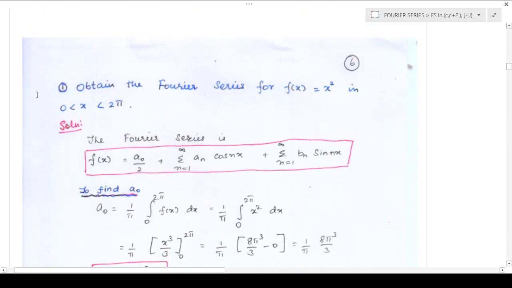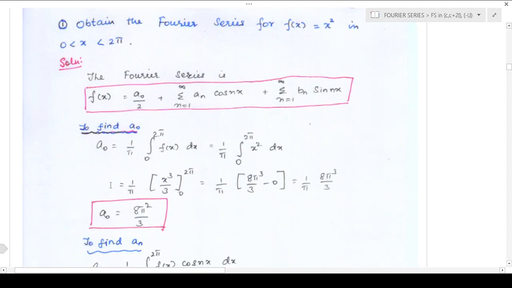Now, first problem. Obtain the Fourier series for f of x equal to x square in the interval 0 to 2 pi. So, we have come across if it is 0 to 2 pi, L is pi. So, n pi x by L will become nx. So, your Fourier series is f of x equal to a naught by 2 plus summation n equal to 1 to infinity a_n cos nx plus summation n equal to 1 to infinity b_n sin nx.